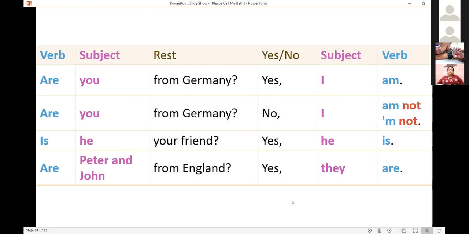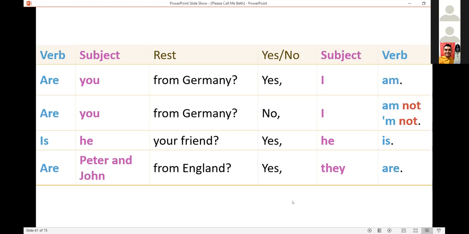Ok, let's see who's next to read here. Ulises, can you read this part, please? Verb, subject, phrase, yes, no, subject, verb. Are you from Germany? Yes, I am. Are you from Germany? No, I am not. Is he your friend? Yes, he is. Are Peter and John from England? Yes, they are. Okay, thank you very much.